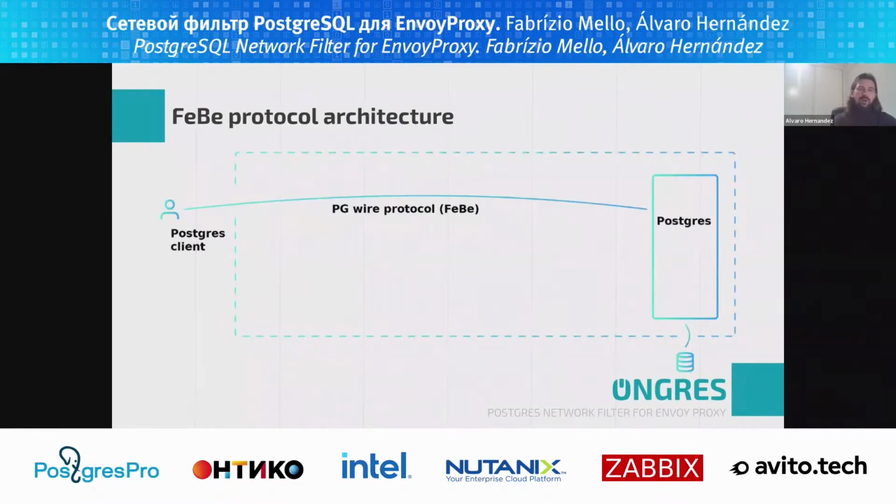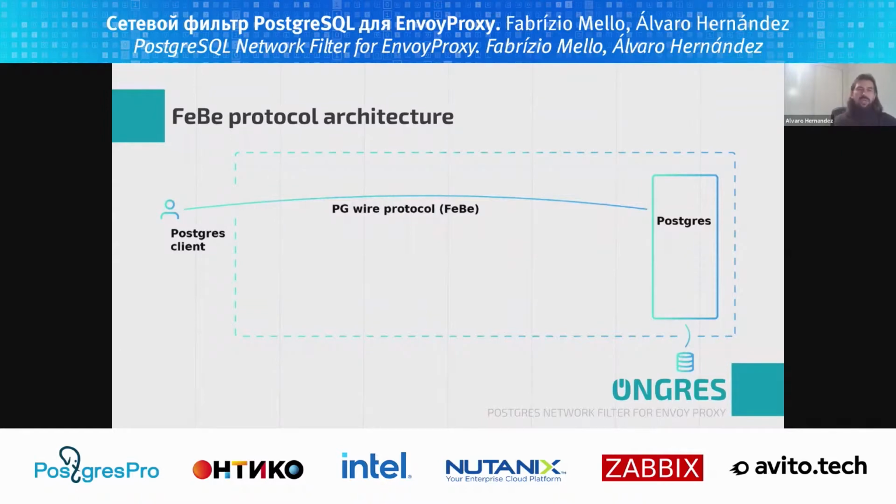So let's look at how the protocol works. What is the architecture? Well, it's pretty simple. We have a client, we have a Postgres server, and they connect, and the message flows between them are the Postgres wire protocol, this front-end, back-end protocol that I was mentioning before.